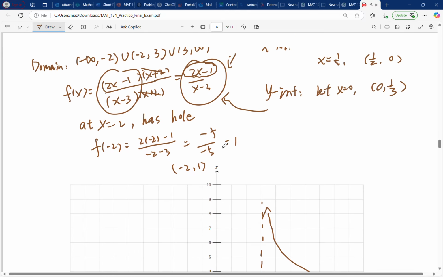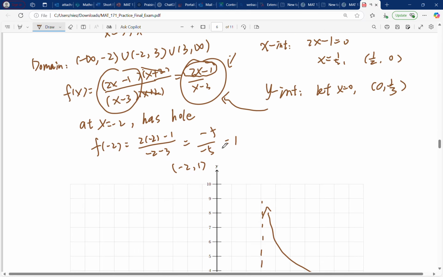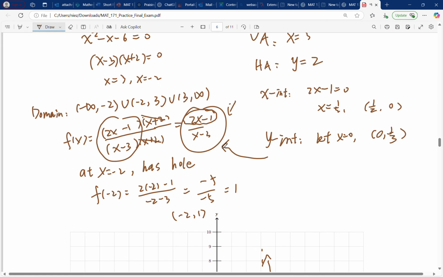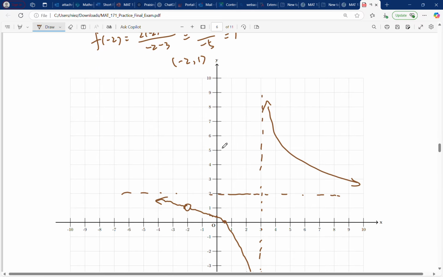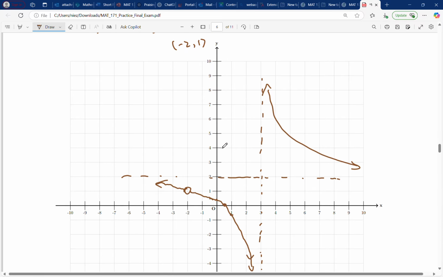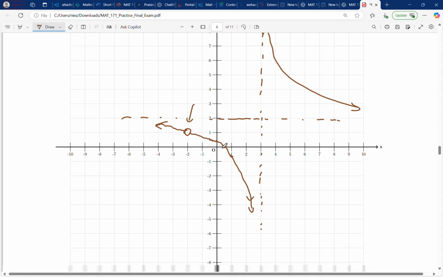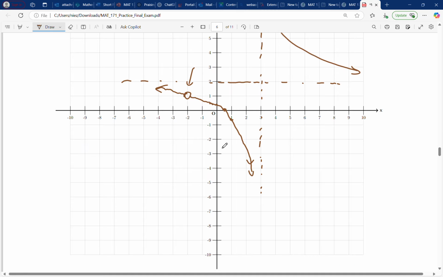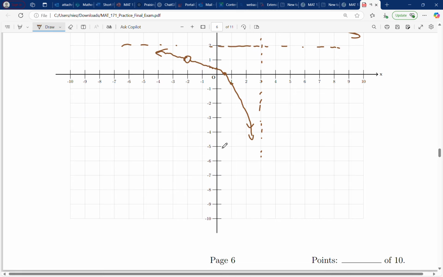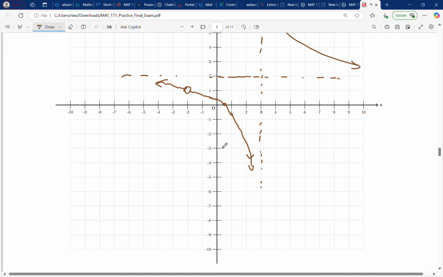You can put more points. Like x equal to 1, where you have x equal to 1, you're going to have 1 over -2. So it's around here, right? Then use the other points. But if you get a shape like this and you have the hole and the asymptote right, then you're going to get all the points. Okay.